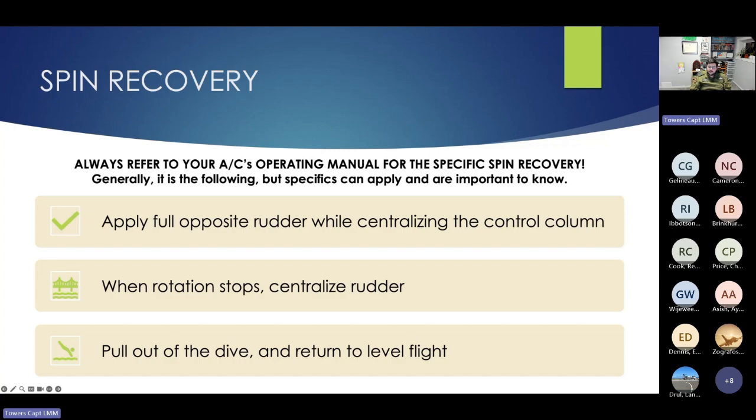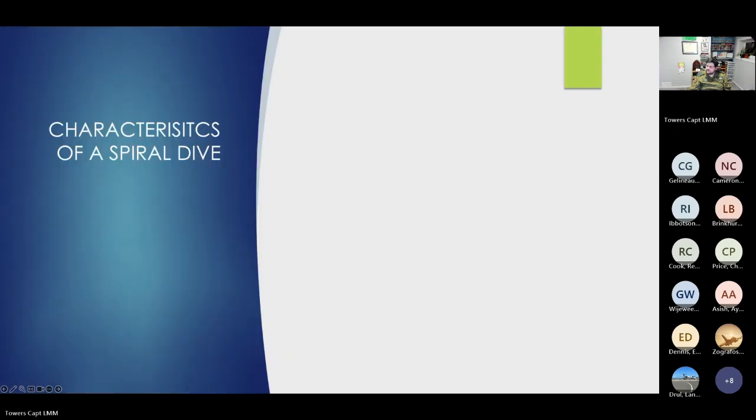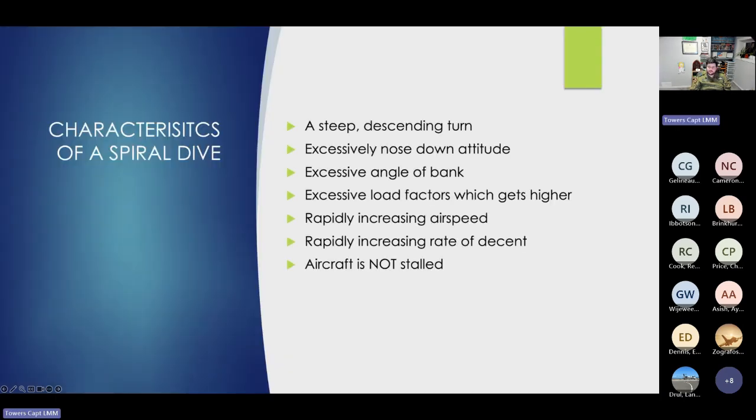All right. Anything else on spiral dives that we want to cover before we move on to slips? All right, we'll take that as a no.